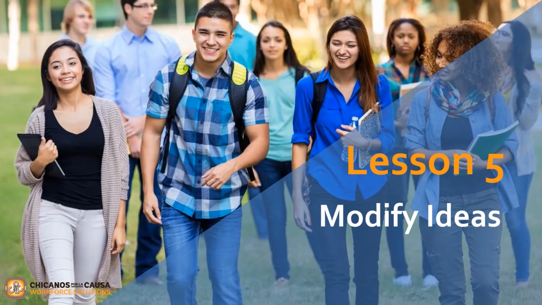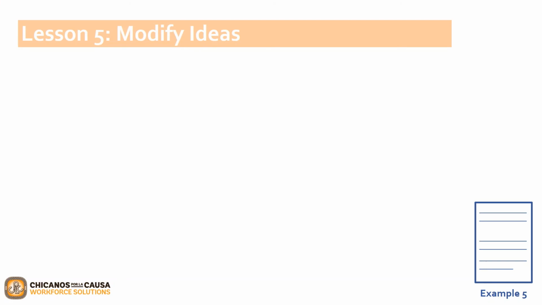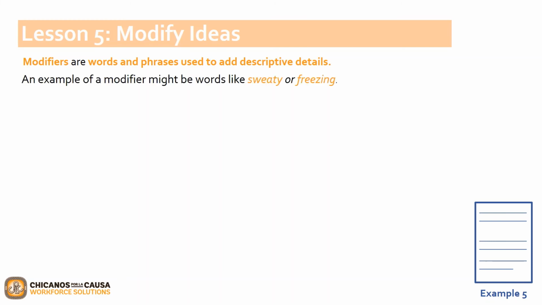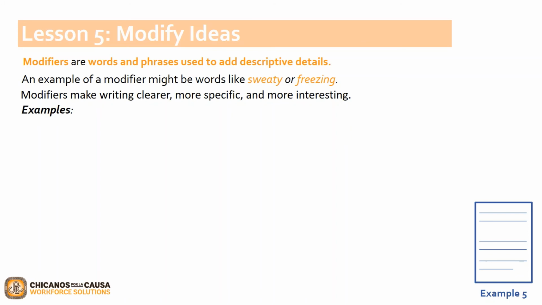We are now continuing to Lesson 5, Modify Ideas. Modifiers are words and phrases used to add descriptive details. An example of a modifier might be words like sweaty or freezing. Modifiers make writing clearer, more specific, and more interesting. The following examples below will show a sentence with modifiers and without one.